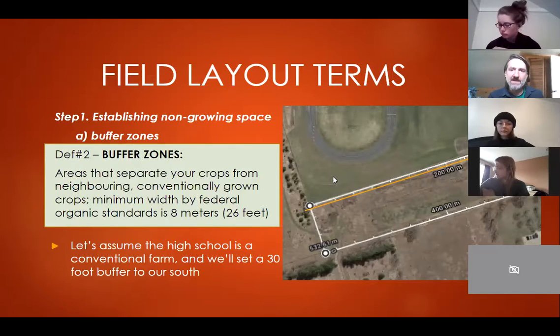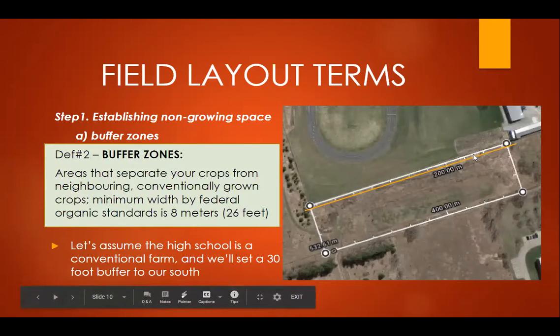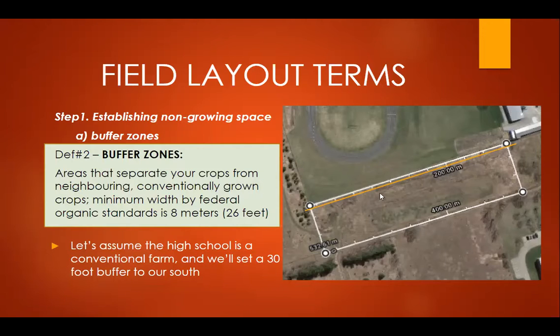So in the Smithfield example, there is a high school that is directly beside the Smithfield here. In this example, we're going to assume that that high school is a conventional farm, and we're going to set a 30-foot buffer zone, and that's what that yellow line is there. So this white area is the entire Smithfield, and we just trimmed 30 feet off of one side of it to make a buffer zone.